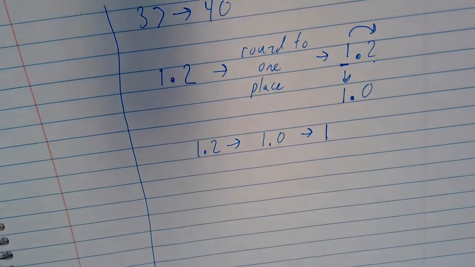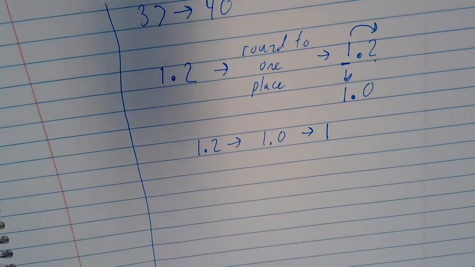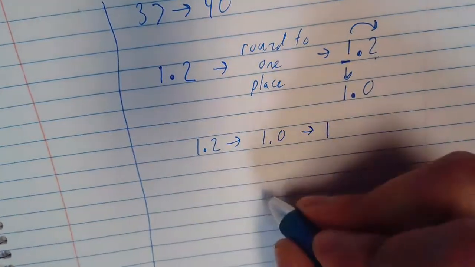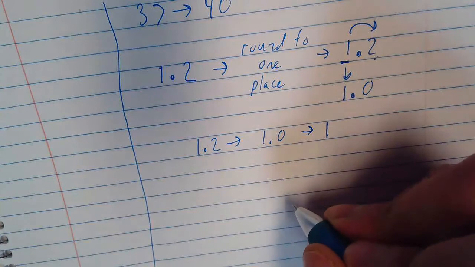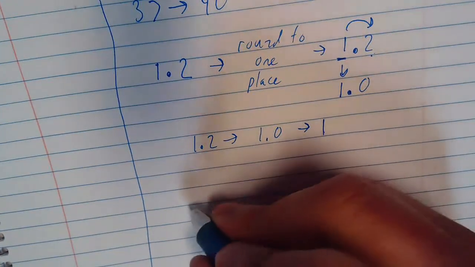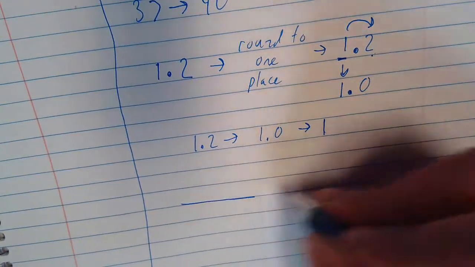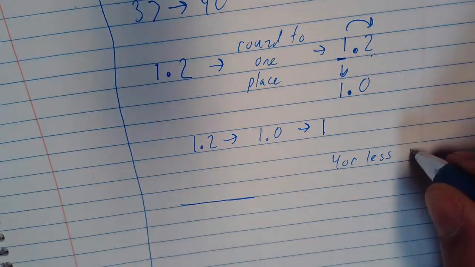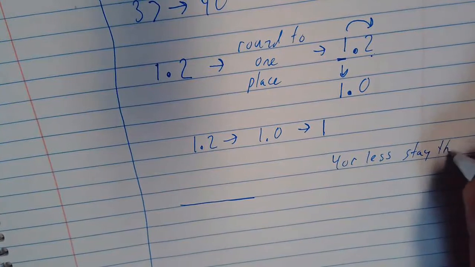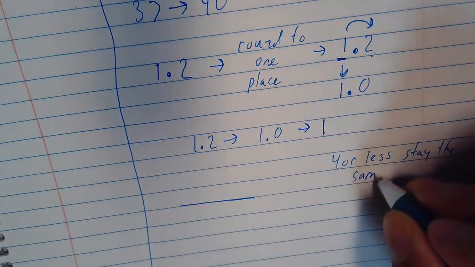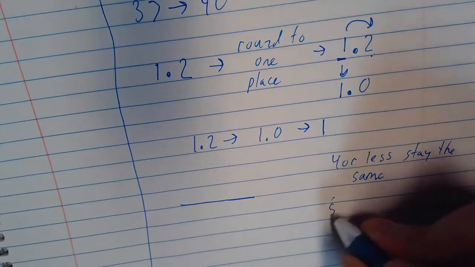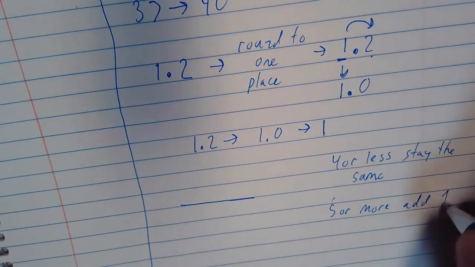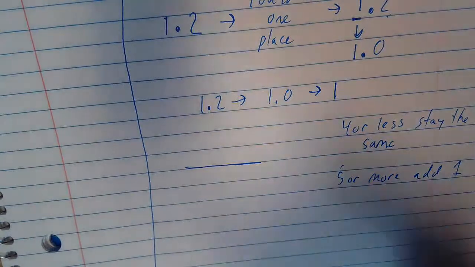Now, before we round, I also want you to understand something. This whole moving up or staying down, why does that work? Okay, let me give you a quick example, because I know one of the rules was 4 or less, stay the same, 5 or more, add 1. But why does that work?